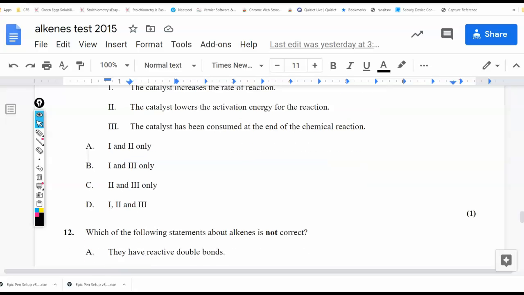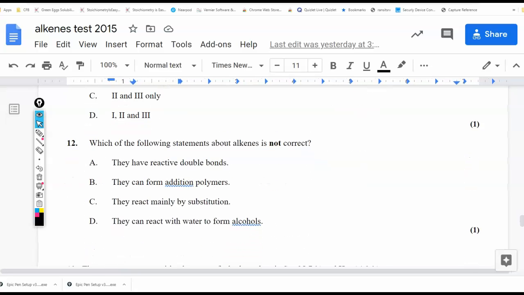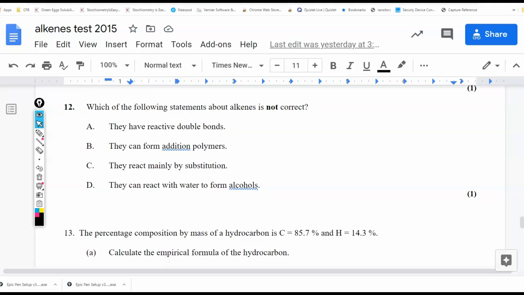So onward we go. Which of the following statements about alkenes is not correct? They do have reactive double bonds. That is correct. They can form addition polymers. Yes, that is correct. They do not react by substitution. That's going to be our not correct answer. And they can react with water to form alcohols. That one's correct as well. So C is our correct answer there as the not correct statement. I know that that's completely confusing, and I find it confusing as well.